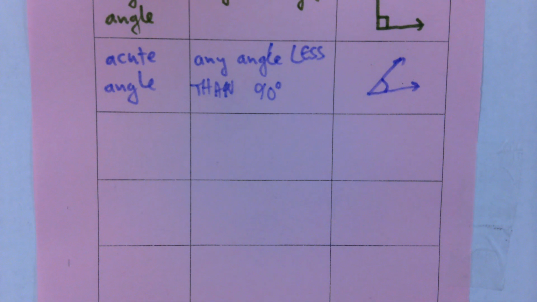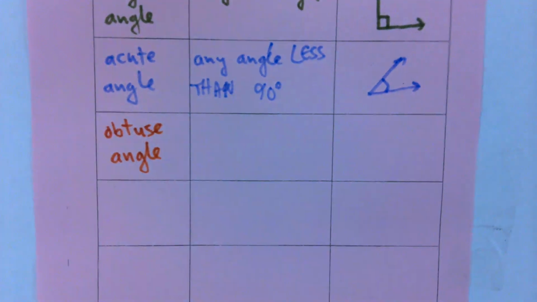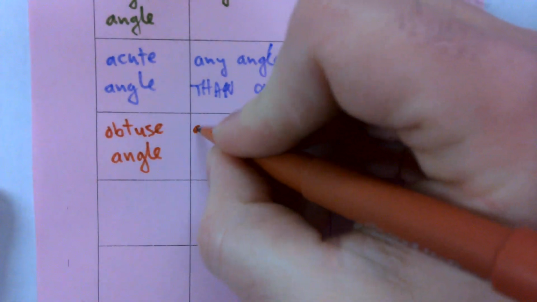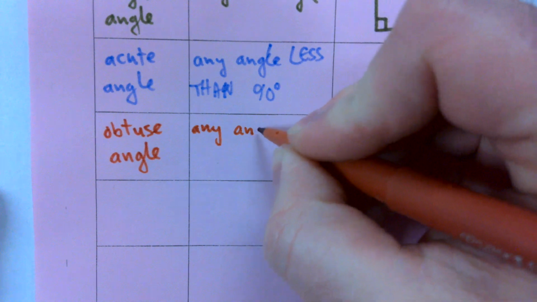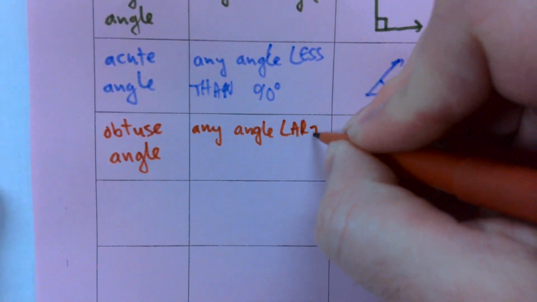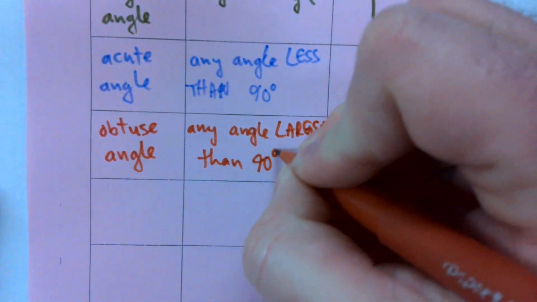What's the opposite of an acute angle? Obtuse angle, that's right. Who can tell me what an obtuse angle is? Go for it, Noah. An angle more than 90 degrees. That's right. Any angle larger than 90 degrees.